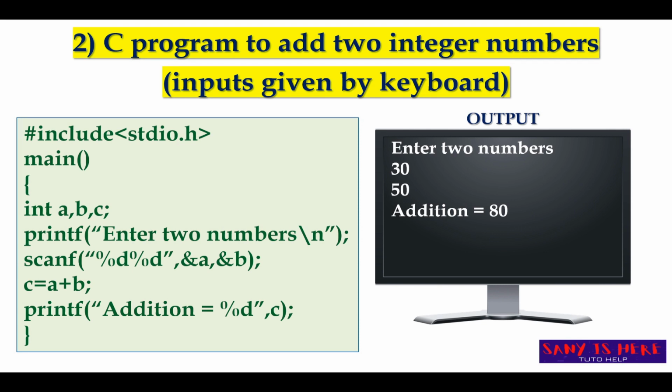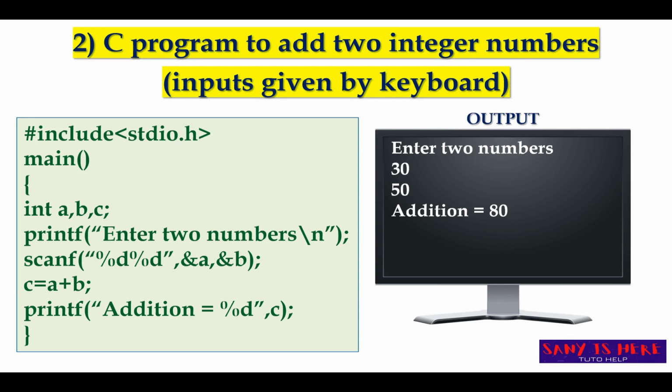As you can see, printf we have written enter two numbers, the same is there in the output. And one of the thing is \n I have used. \n means after writing this enter two numbers, the cursor goes to the next line. Okay, now as the user, he is entering the A value as 30 and B value as 50. The result is 80. You can use whatever numbers you want, and that should be integer only.